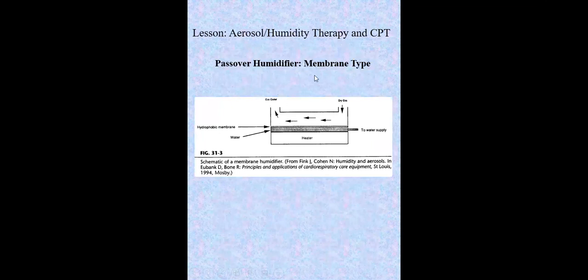Then you have the passover membrane type. This is the membrane type. The gas flows in, dry gas, and you got a water supply here, and this will be water, right? And on top of the water, there's a thin layer of paper towel. It's called a hydrophobic membrane, okay? It will separate the gas from the water, all right? And as the gas goes across here, it picks up the moisture that comes through the hydrophobic membrane and takes it to the patient. It's just passing through, okay?